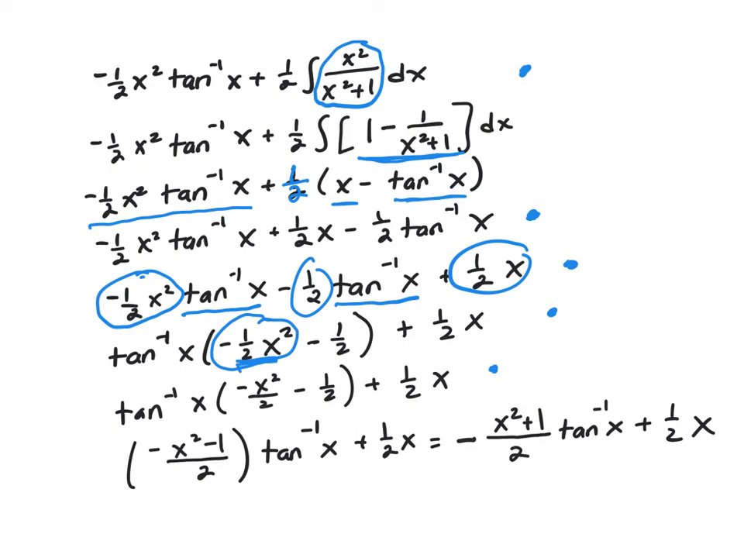And now what I've done on this last line, I simplified this into one term. That's negative x squared minus 1 over 2. You're subtracting fractions. You've got the same common denominator. And you've got that times inverse tan of x. And then I brought down my plus 1/2 x. And then here, I just factor that negative out. So I have a negative out front. I was just trying to make that last line look as nice as possible.